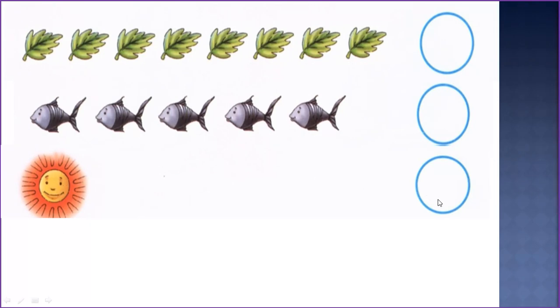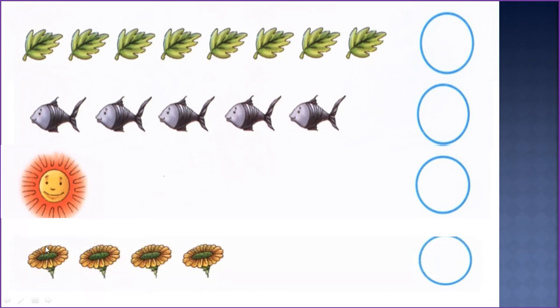Right here. 1. Flowers. One, two, three, four. 4 flowers. Okay. Next. Chicks. Yes. One, two. You have to write here 2.